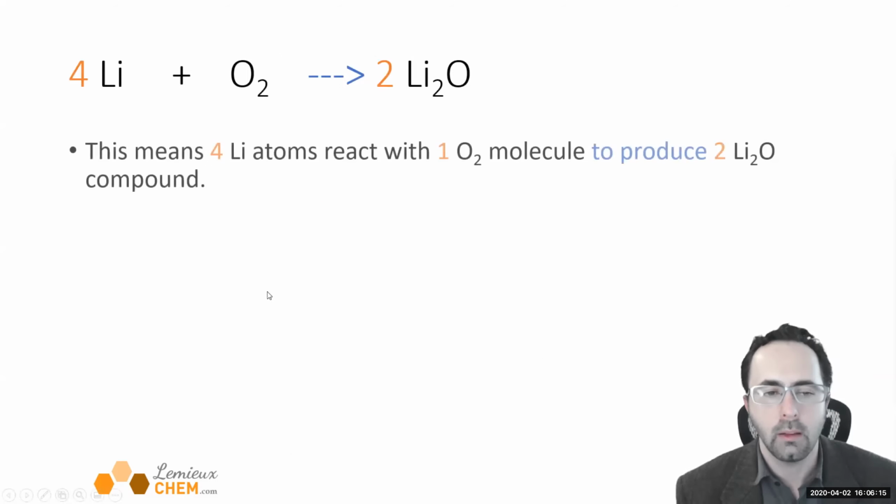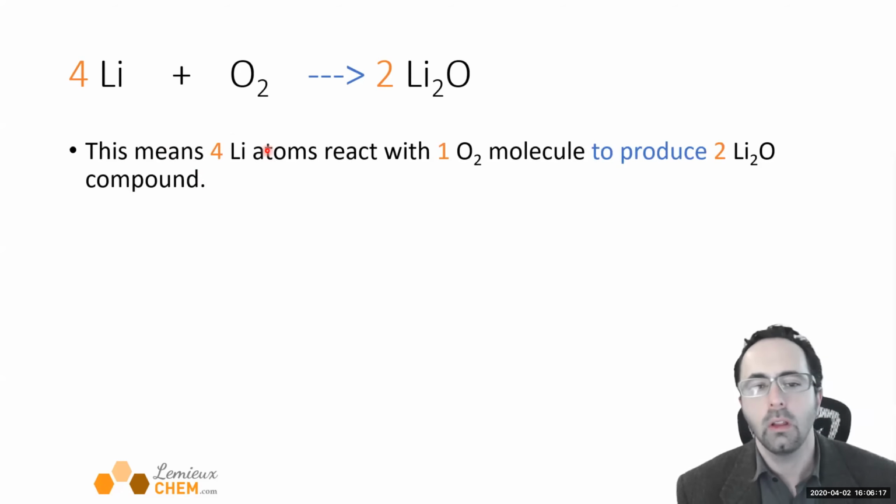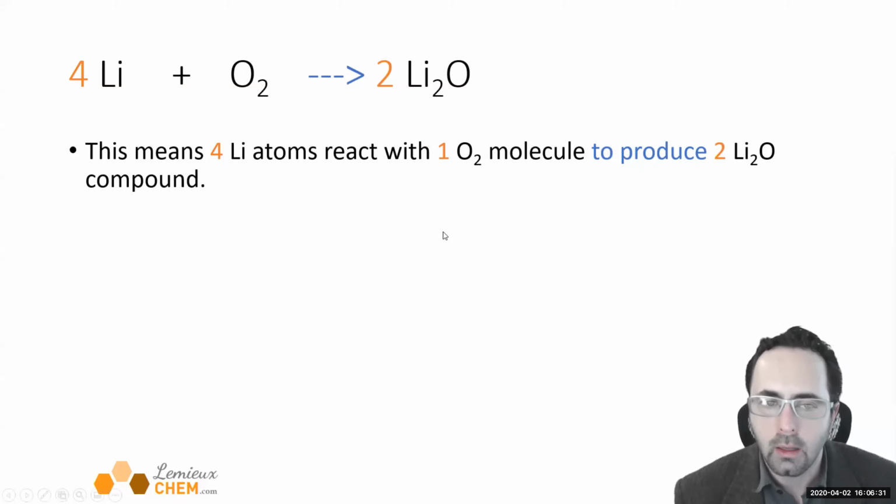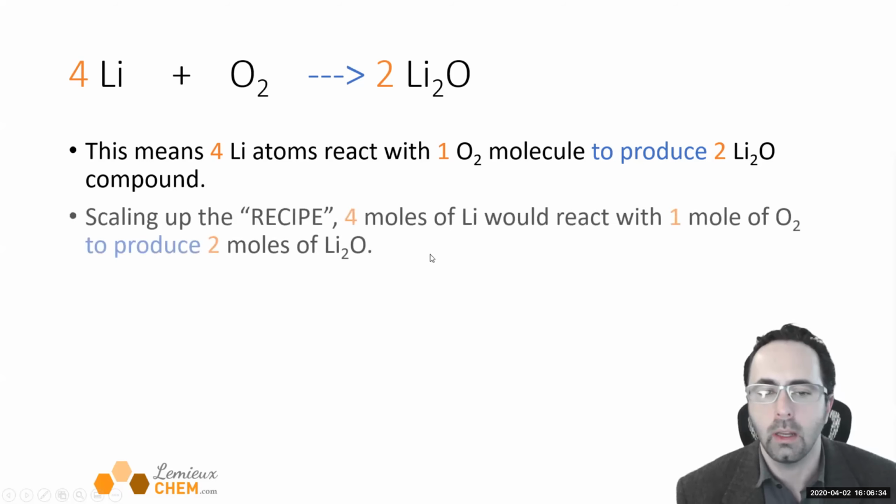So one way of reading this reaction was to say that 4 lithium atoms react with 1 oxygen molecule to produce 2 formula units of the lithium oxide ionic compound. But the more useful way a lot of the time for reading this is scaling it up to a mole. Just like we could say 4 lithium atoms react with 1 oxygen molecule to produce 2 lithium oxide, we can scale everything up by a mole and say 4 moles of lithium would react with 1 mole of oxygen.